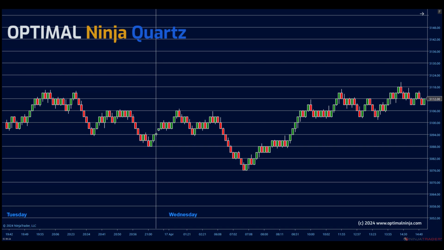Today we're going to be looking at how to find simple and effective entries with Optimal Ninja Quartz using just the bar painting and support and resistance. But first, a little bit about the bar type we're using.